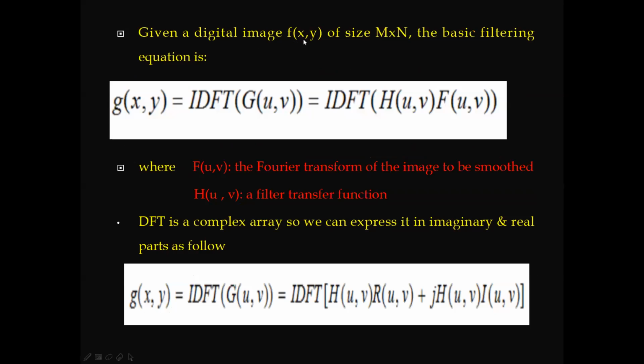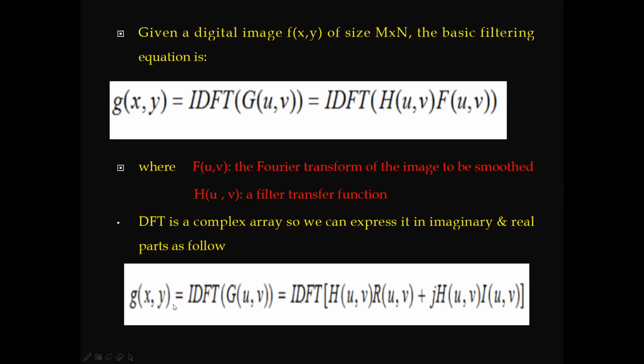Given the digital input image f of x comma y of size M by N, the basic filtering equation is g of x comma y, which is equal to IDFT of G of u comma v, which is equal to IDFT of H of u comma v into F of u comma v, where F of u comma v is the Fourier transform of the image to be smoothed, and H of u comma v is a filter function. So DFT is a complex array, so we can express it in imaginary and real parts as follows.